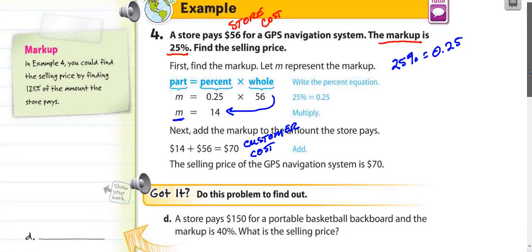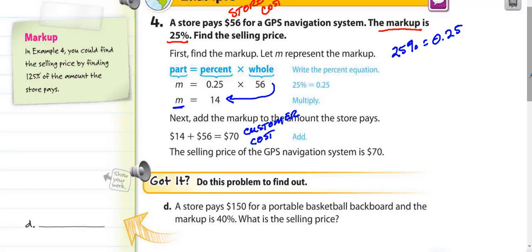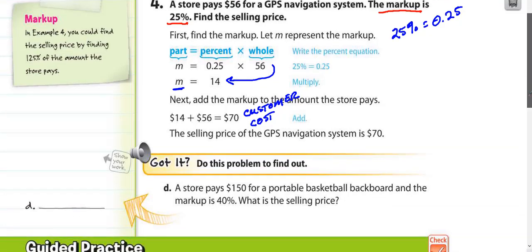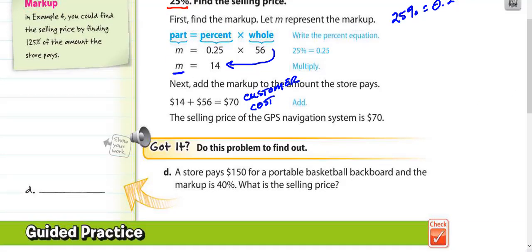So here's one more got it problem for you to try. Store pays $150 for a portable basketball backboard, marks it up 40%. What's the selling price? Let's get this where we've got some room to work when you come back. Okay, you had your chance to work that one out. Let's go ahead and solve it. So we pay $150 for the item. We're going to mark it up 40%.